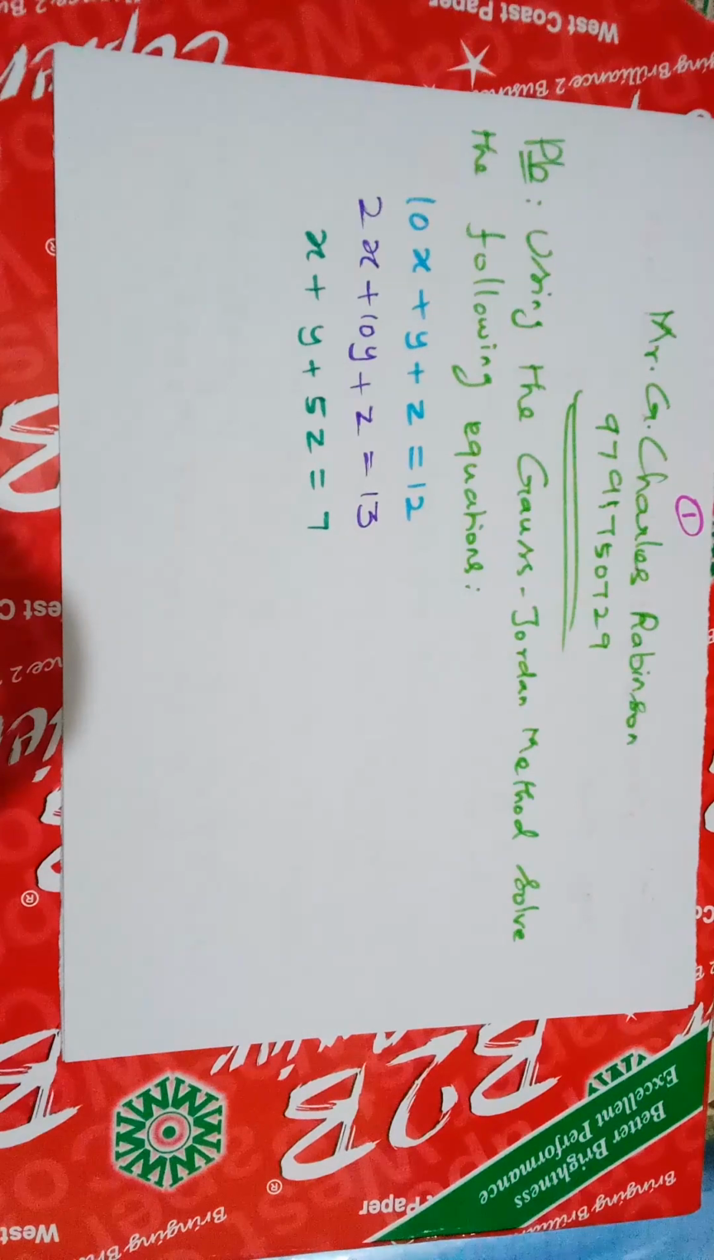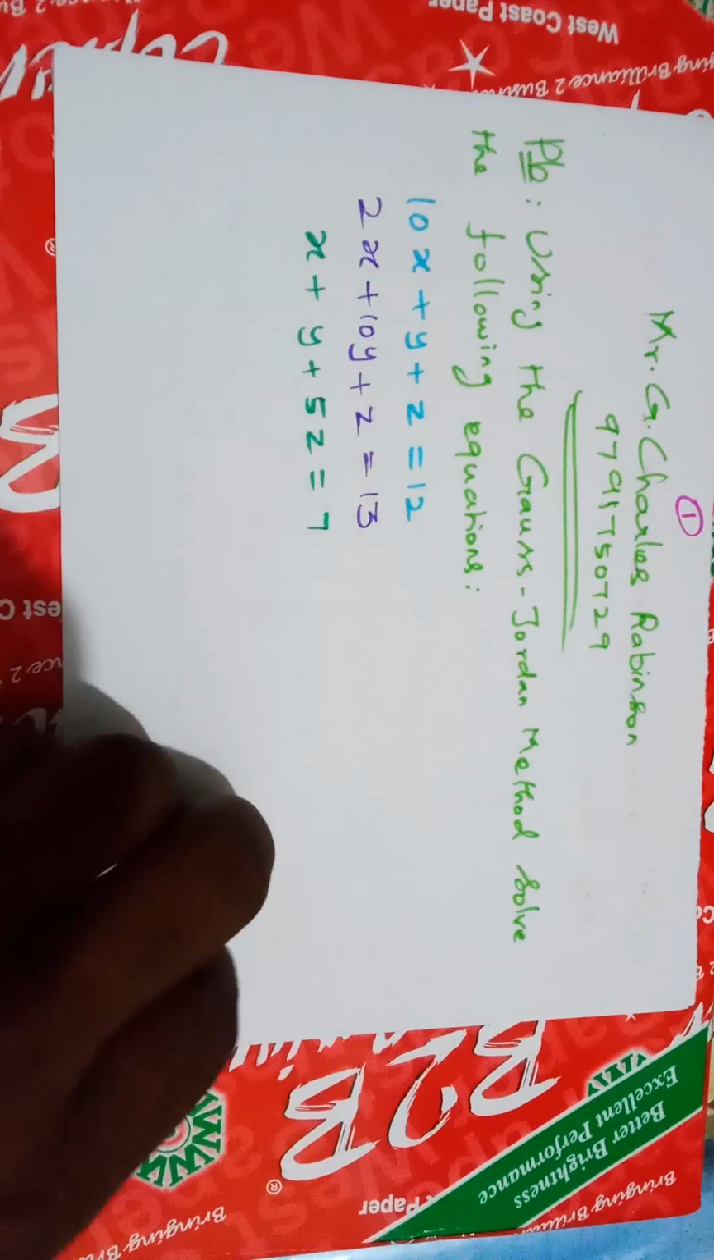Okay, let us take a problem. Using the Gauss Jordan method, solve the following equations. We are given three equations: 10x plus y plus z equal to 12, 2x plus 10y plus z equal to 13, x plus y plus 5z equal to 7. These are the only information we are given. Let us apply the Gauss Jordan technique. What does it mean actually? Using the Gauss Jordan method, we are going to get the values for x, y, z. Okay, very easy.